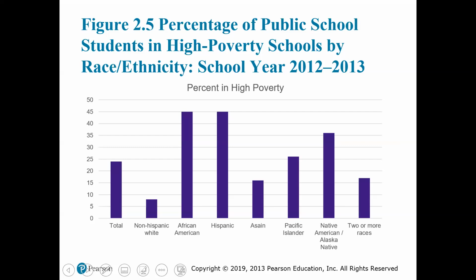Figure 2.5 looks at the percent of public school students in high poverty schools by race and ethnicity between 2012 and 2013. Something to note is that non-Hispanic white and Asian students are grossly lower than Black, Hispanic, Pacific Islander, Native American, American Indian, or Alaska Native students. Two or more races is slightly above Asian, and many who are two or more races do have either white or Asian included in them.